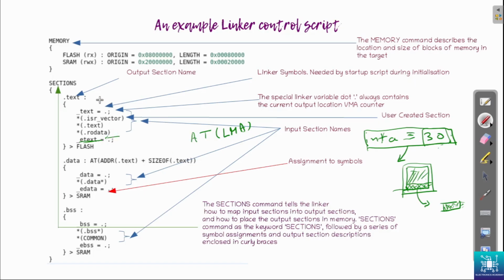So the .data section is going to go and sit in the flash to begin with. Of course, this is the starting address, say 8 with 6 zeros, plus the size of this section. So this is the address of the next free memory location.